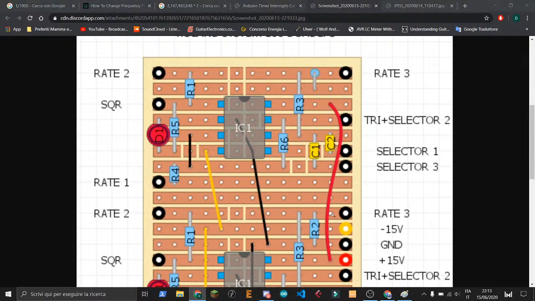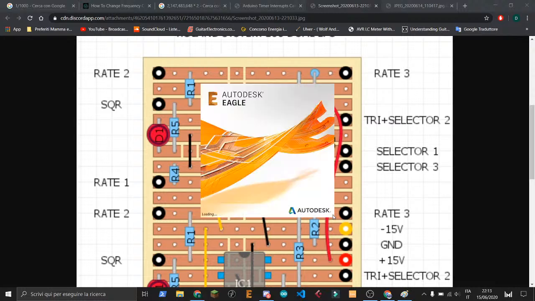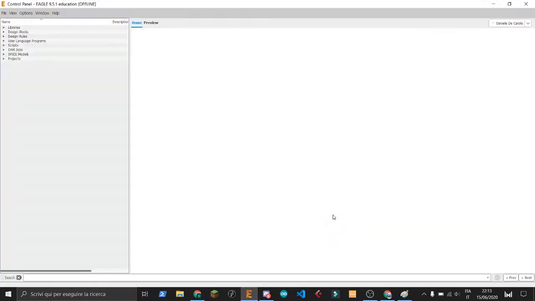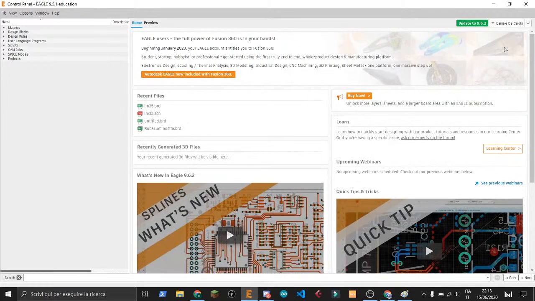So first of all, I will open my ECAD of choice. I use Eagle because I work with it. I have a student license, I think. Please, Autodesk, don't sue me. I didn't do anything. I am unemployed, so I don't do anything. It's just for educational purposes. And also, yeah, it says my name, but I guess it's fine.